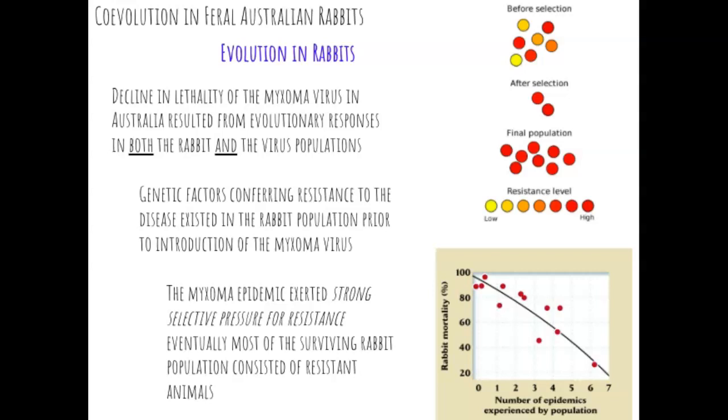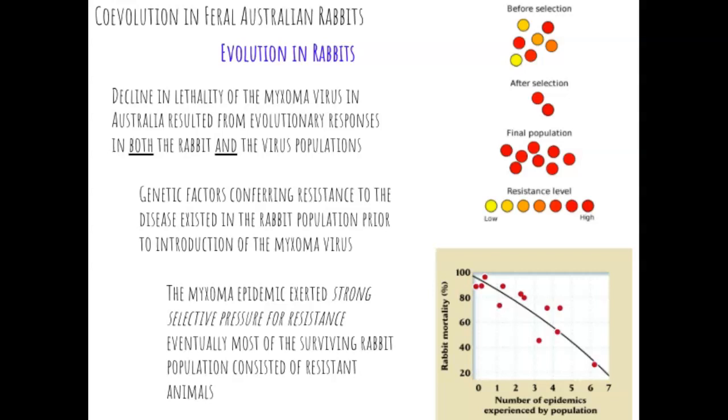You have at the beginning a population with a lot of genetic diversity. There's some type of selective event, and afterwards that diversity has been reduced because only individuals that were able to survive then reproduce and create the final population. In this case, only the rabbits that had a natural high resistance level to the virus were able to survive. And so you had a decline in the lethality of the myxoma virus in Australia that resulted from an evolutionary response in both the rabbit and the virus populations.